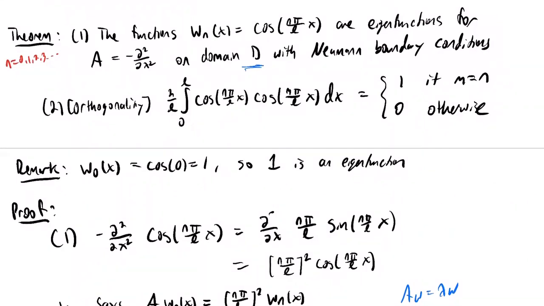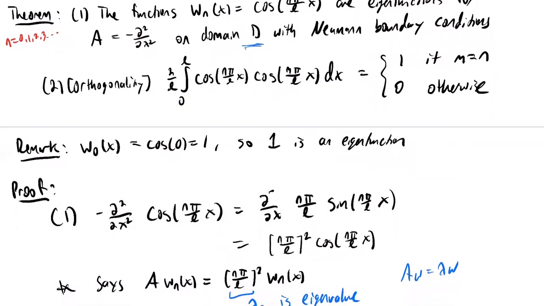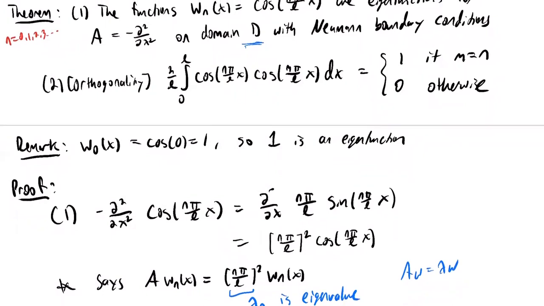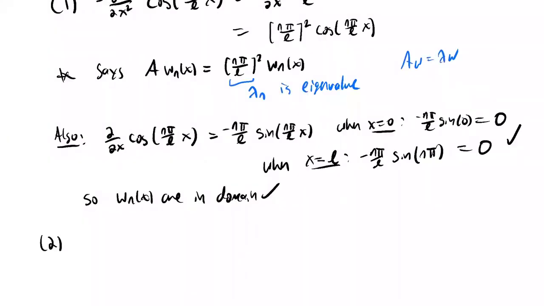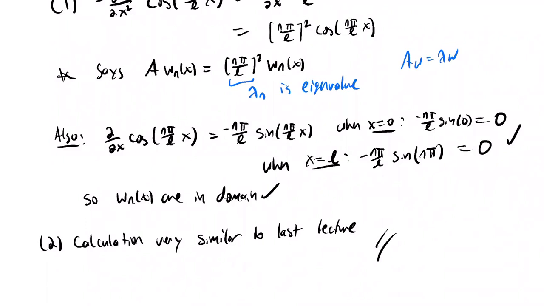And then the second part is this notion of orthogonality. So this is just a trig integral calculation, which is very similar to what we did in the case of sines. You're going to use the double angle formula to rewrite the integral in basically the same way as we did with the sine case, but you just interchange the role of sines and cosines. So I'm going to omit that from this lecture, but if you want to see this in detail, I can do it during one of the Zoom meetings or in office hours. So for part two, it's a calculation that's very similar to what we saw in the last lecture. So I'm not going to do that here.